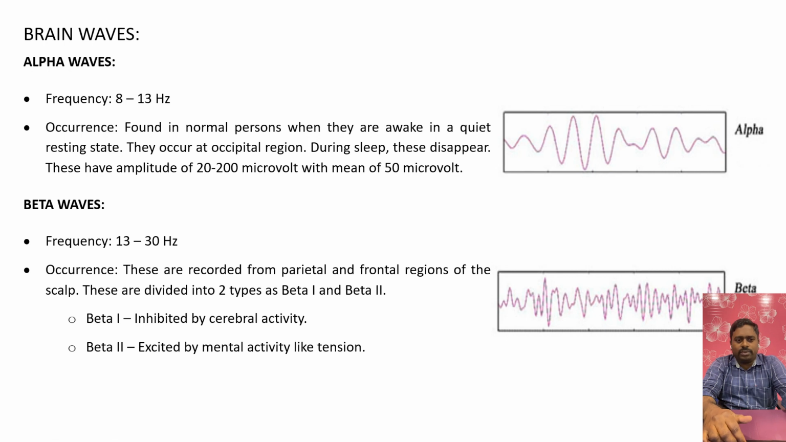Next, go with the beta waves. The frequency occurrence is from 13 to 30 hertz. These are recorded from the parietal and frontal regions. Previously, we got it from the occipital. Here, parietal and frontal regions. This will be recorded from the scalp. Here, two types are further classified as beta 1 and beta 2. Beta 1 is inhibited by cerebral activity, and beta 2 is excited by mental activity like tension. So these are the beta waves.